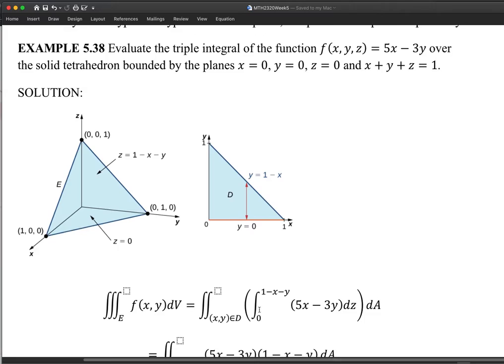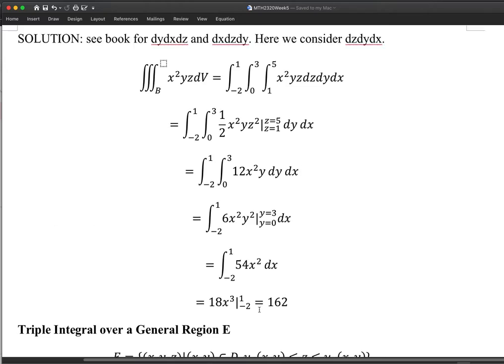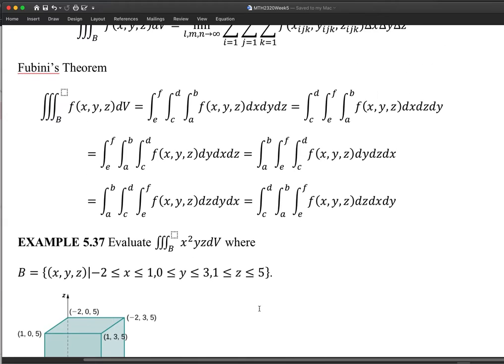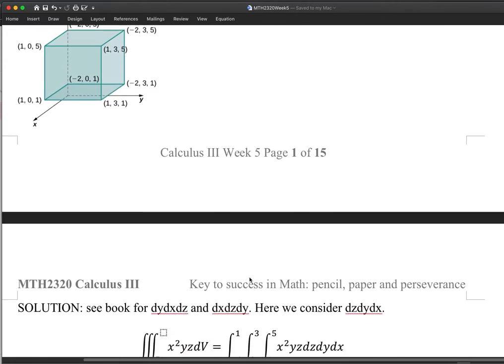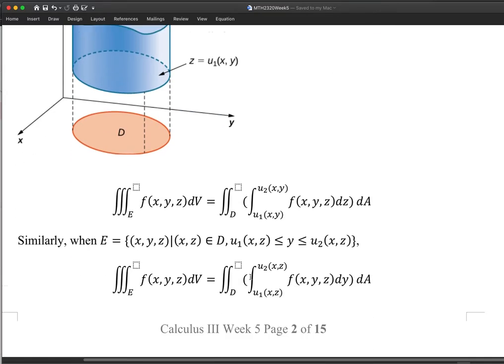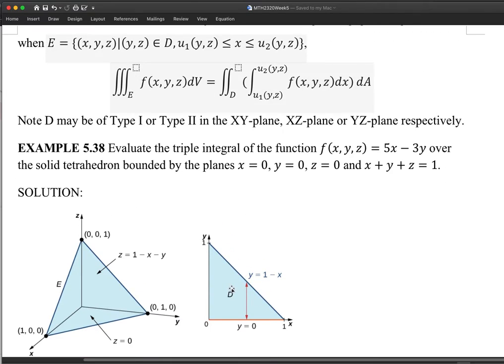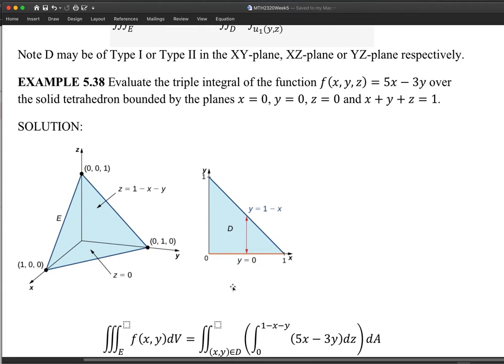triple integral over a rectangular region. There are 6 ways to evaluate a triple integral, right? 6 ways. And also for a tetrahedron, there are 6 ways. And also, to save time, I'm not going further to show more ways.